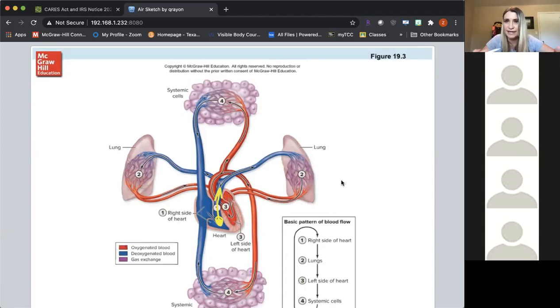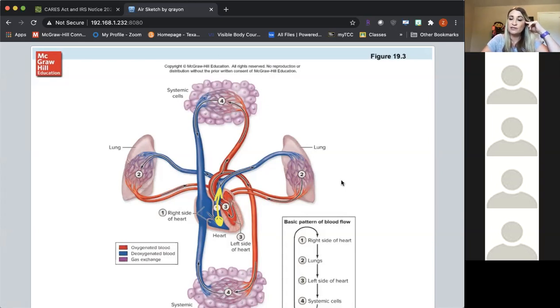Okay, so remember me saying some arteries are going to carry deoxygenated blood. It's the arteries of the pulmonary circulation. The pulmonary trunk then splits into left and right pulmonary arteries. Those are these blue vessels right here. And these pulmonary arteries are going to send blood into the lungs.